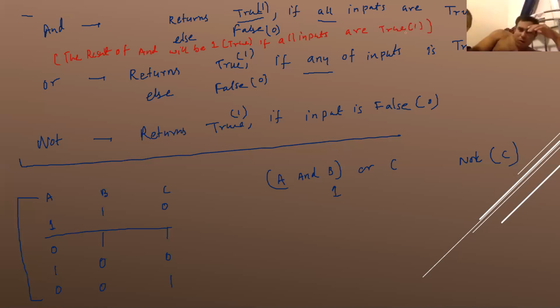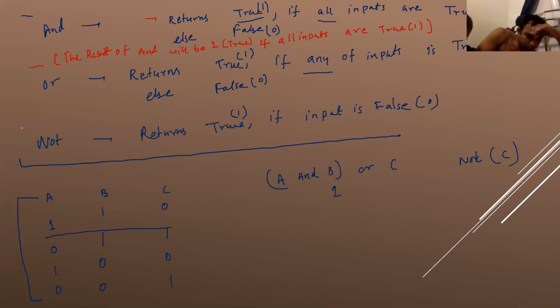Kaim, is it understandable now? The result of AND will be true, 1, if all inputs are true. Yes, that I understand. So why is this not understandable and this is understandable? I don't understand this. Anyways, whatever floats our boat.